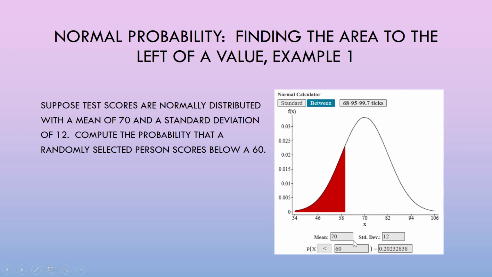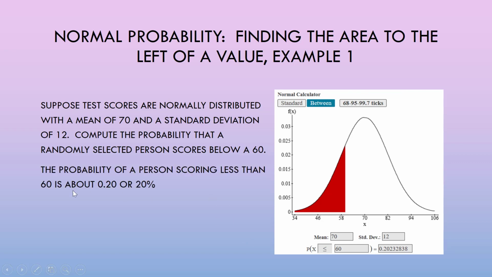So we have this screen here. Let's interpret our results. This says that the probability of a person scoring less than 60 is about 0.20 or 20%, which is the value we have right here. So what this means is that if I cut this probability distribution at x equals 60, about 20% of the area under the curve, or 20% of the population, lies to the left of this value, and the other part, which is in this case 80%, lies on the other side of that line.